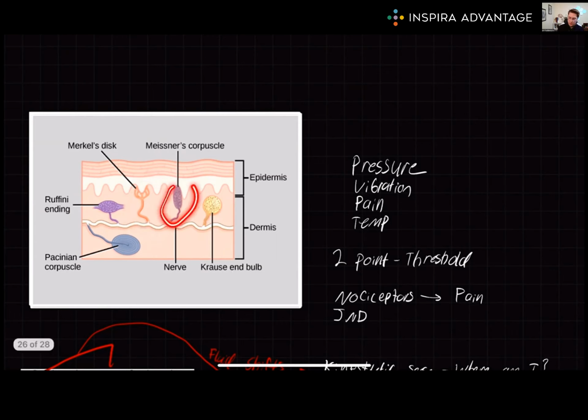While Meissner corpuscles are responsible for detecting vibration stimuli. And the last important one we want to talk about are these things called free nerve fibers, which are responsible for detecting pain and temperature stimuli.